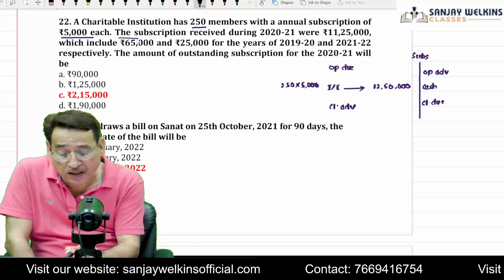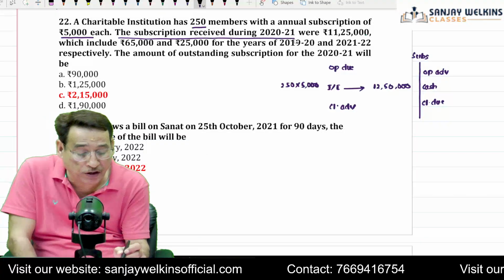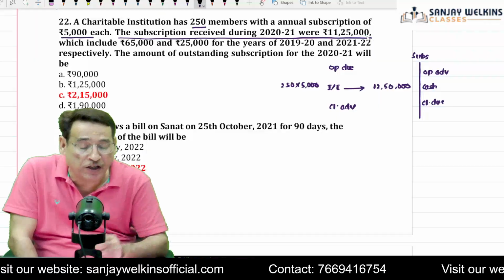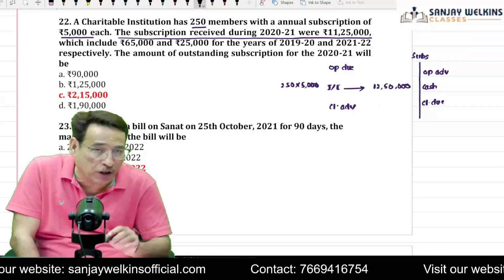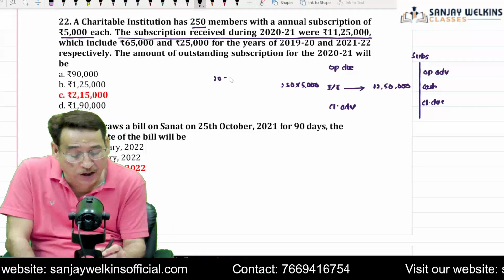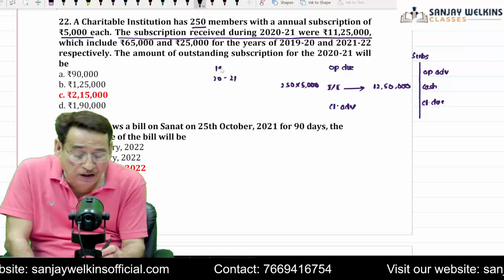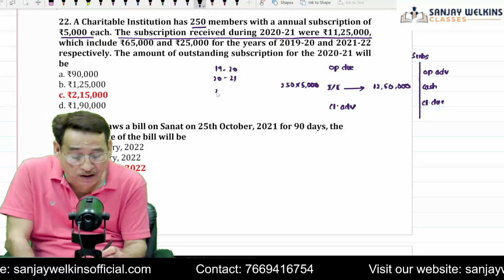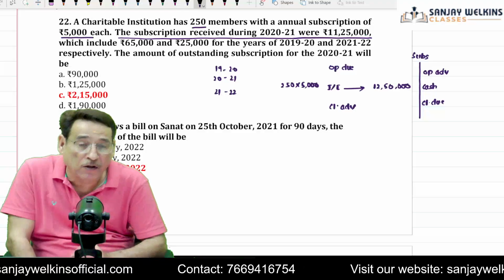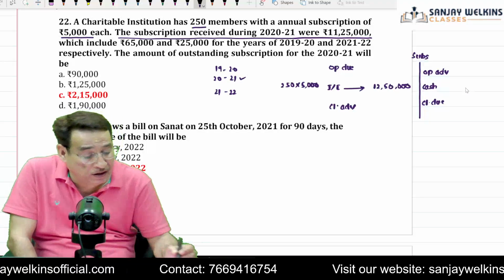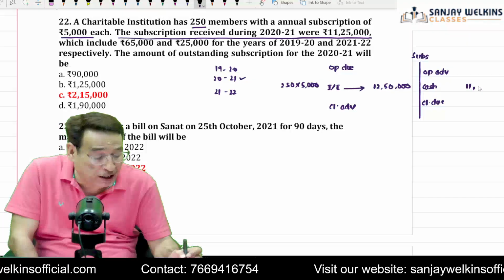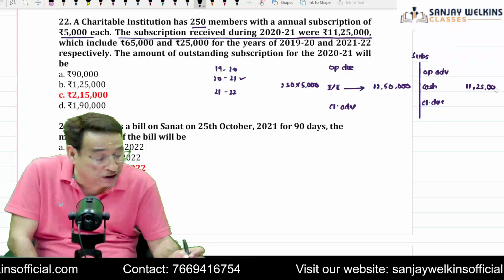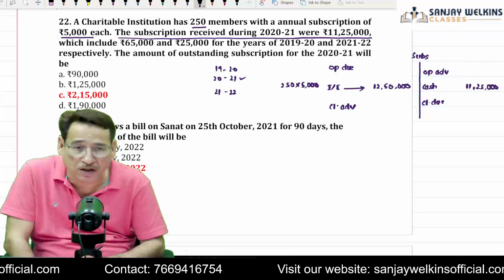Now the question says that subscription received during 2021 was 11,25,000. During 2021 means 2021 is your current year, 1920 is your last year, and 21-22 will be your next year. So in the current year, you have received subscription equal to 11,25,000. You are going to write here 11,25,000. Is it clear to you?